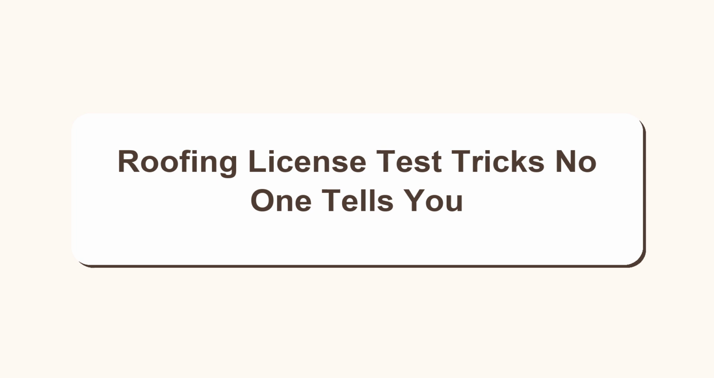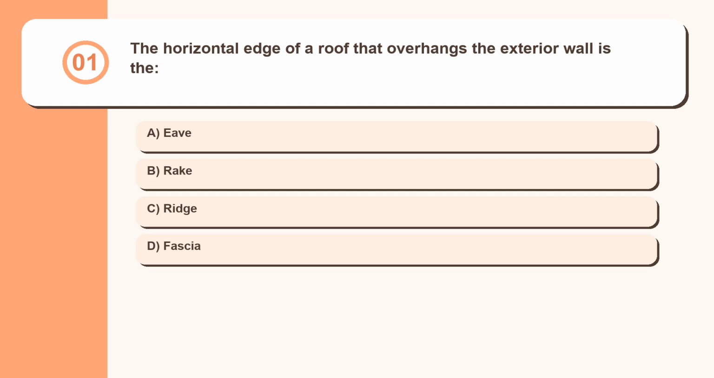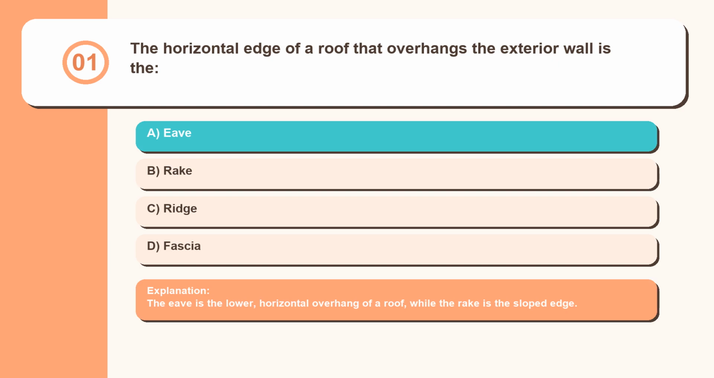Roofing license test tricks no one tells you. Question 1. The horizontal edge of a roof that overhangs the exterior wall is the eave, rake, ridge, fascia. The eave is the lower, horizontal overhang of a roof, while the rake is the sloped edge.